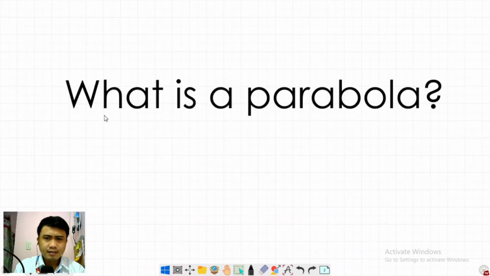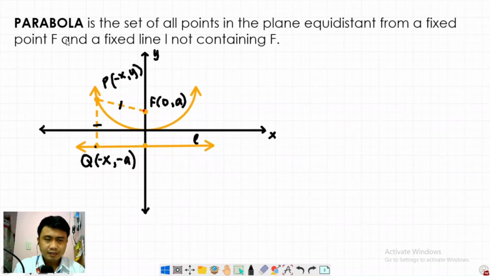Okay, what is this parabola? And so a parabola is the set of all points in the plane equidistant from a fixed point F and a fixed line L not containing F.